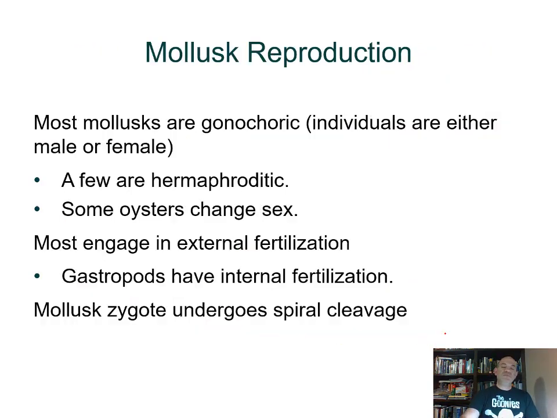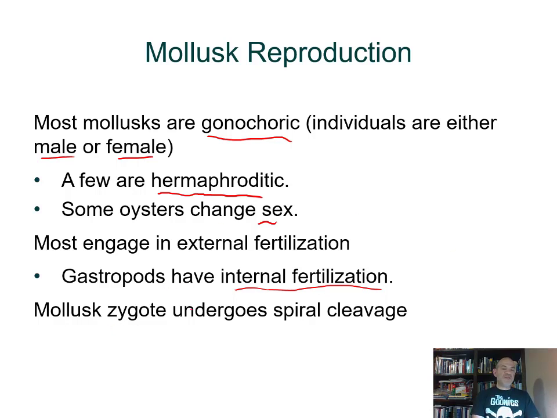within blood vessels. And so, for mollusk reproduction, they are gonochoric, which means, as mentioned earlier, they have separate male and female. A few are hermaphroditic, and some oysters can actually change sex depending on the conditions, environmental conditions, which includes information they get from others in the population. Now, most engage in external fertilization. That means they release the egg and the sperm externally. Gastropods, especially they live on land, are going to have internal fertilization because there's no water there.